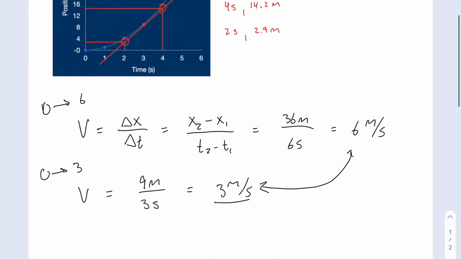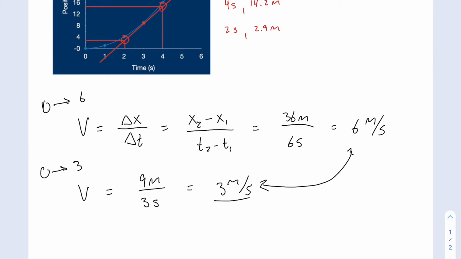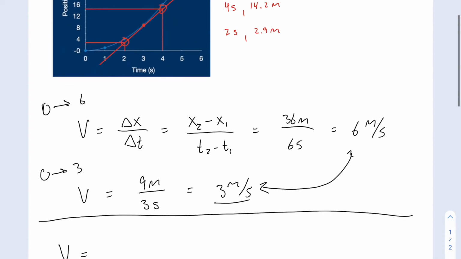Okay, so now to find the instantaneous velocity. So these two are average, and then this one here is instant. At least it's an approximation. It's probably not exact. So we're going to have velocity is equal to 14.2 meter minus 2.9 meter, and divide that by 4 seconds minus 2 seconds. So what is that going to give us? That's going to give us 11.3 over 2.